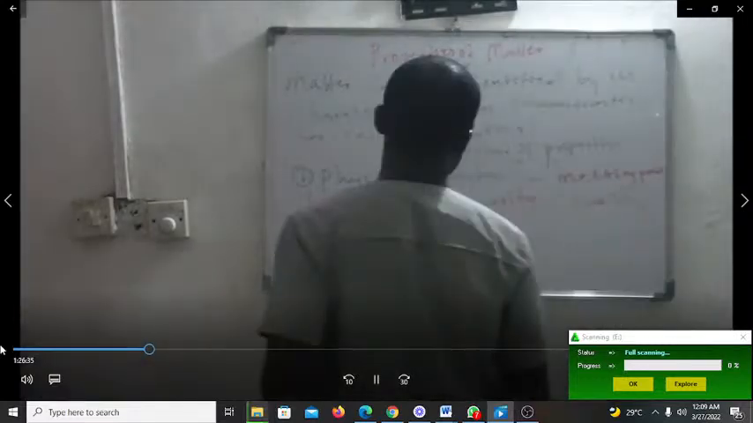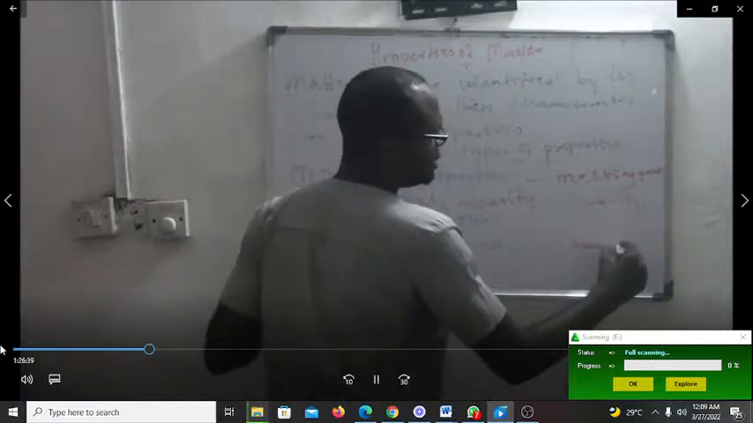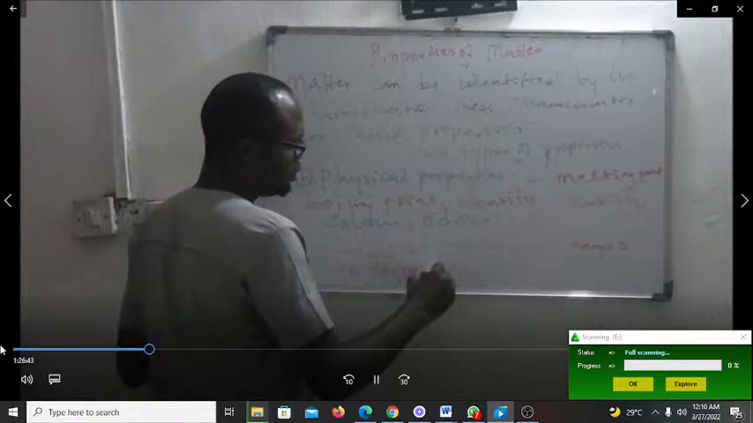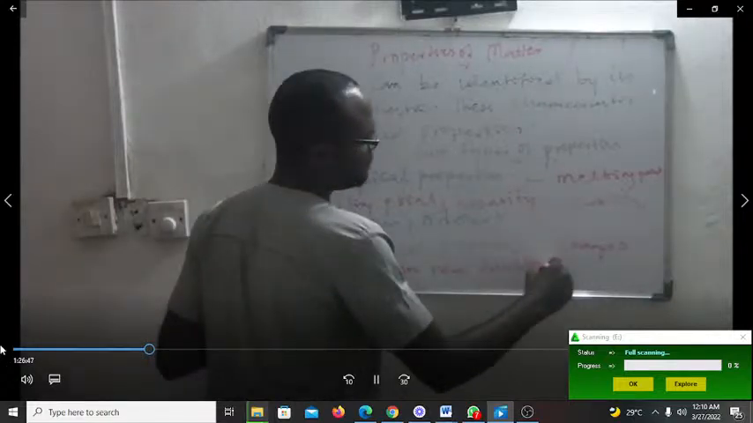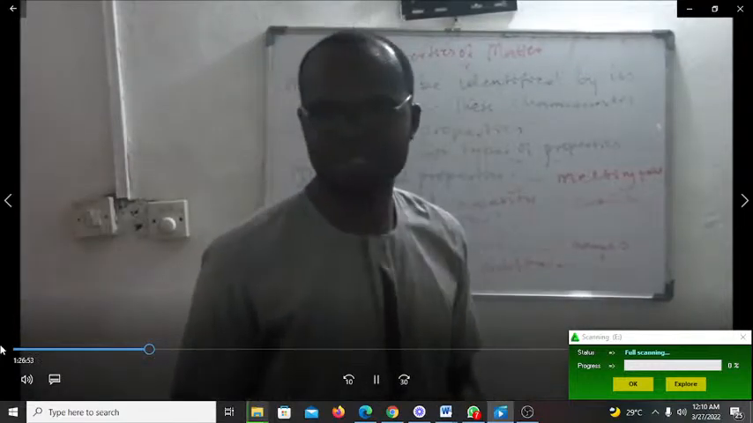Then we'll talk about chemical properties. What are things that we can call chemical properties? Chemical properties. These are changes to form new what? Substances. So when matter changes to form new substances, we talk about chemical properties, is it not? Yes, sir.